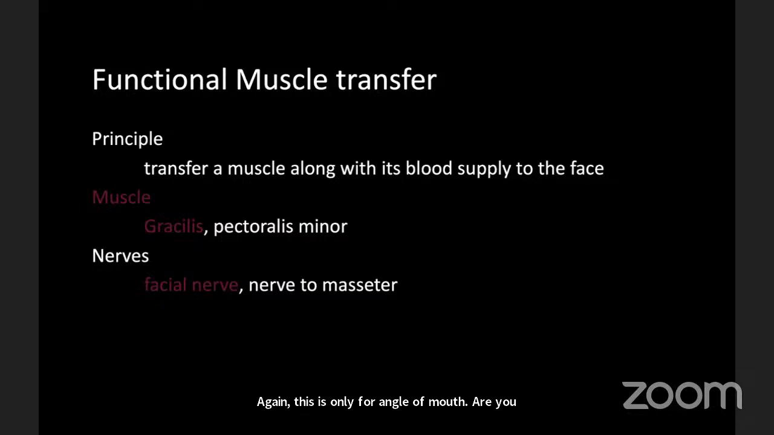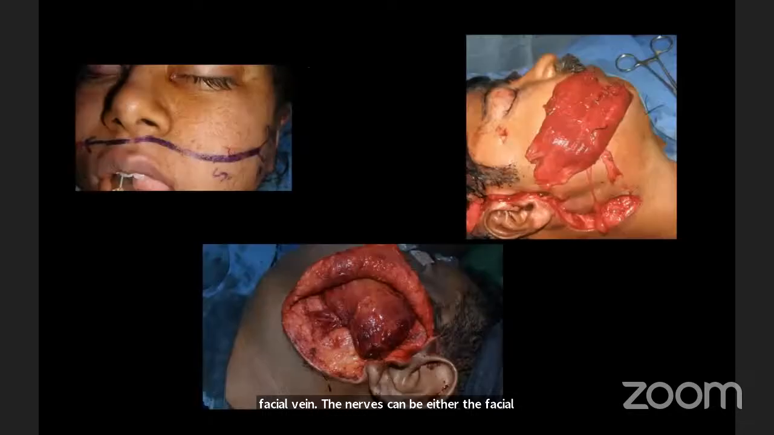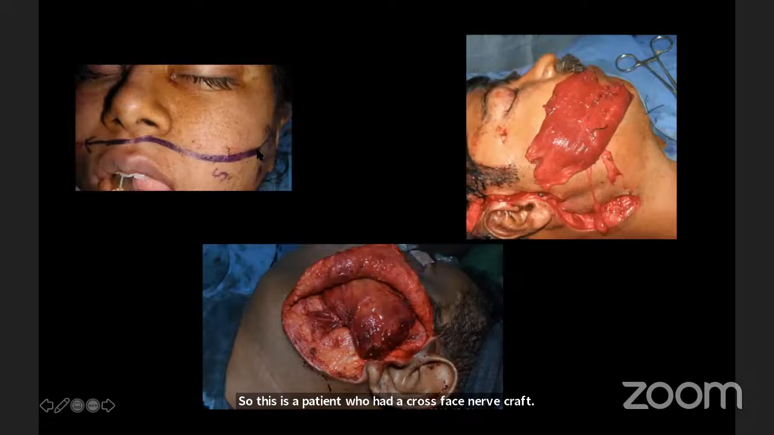You have to do anastomosis. The anastomosis can be done to the facial artery and facial vein. The nerves can be either the facial nerve, nerve to masseter, or a cross-face nerve graft. So this is a patient who had a cross-face nerve graft. So a free graft of the nerve was placed from the contralateral normal facial nerve, taken across the upper lip and taken to the contralateral side.